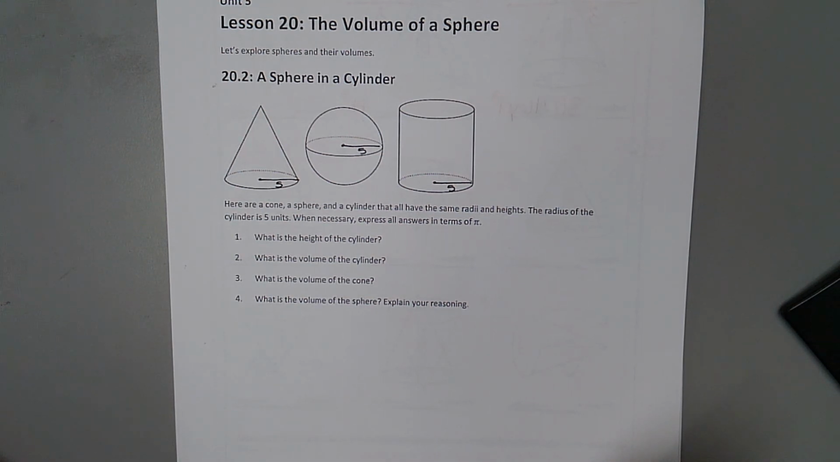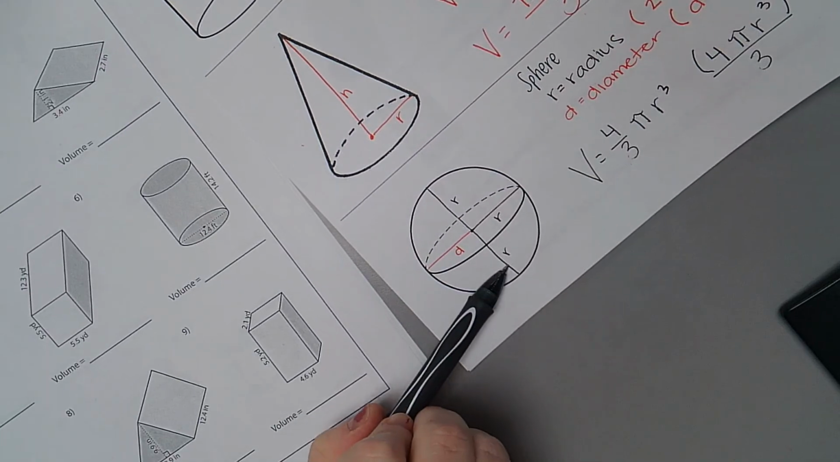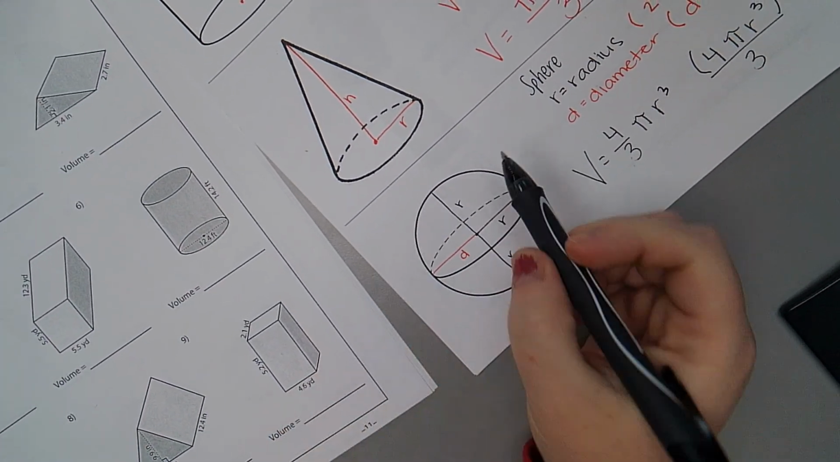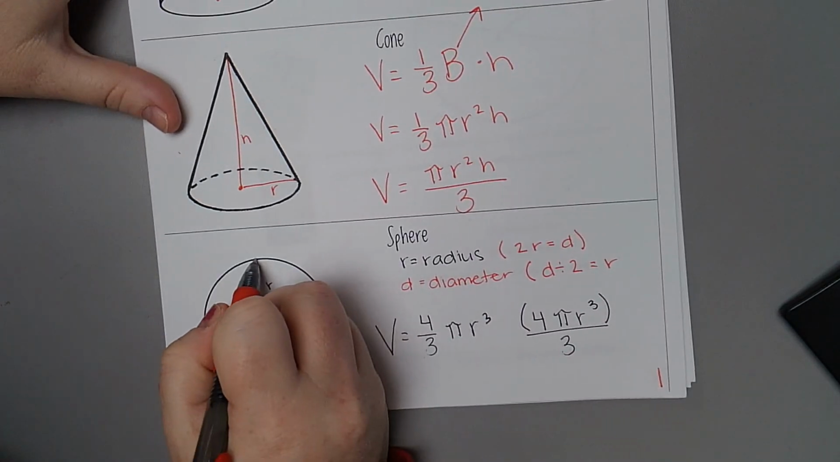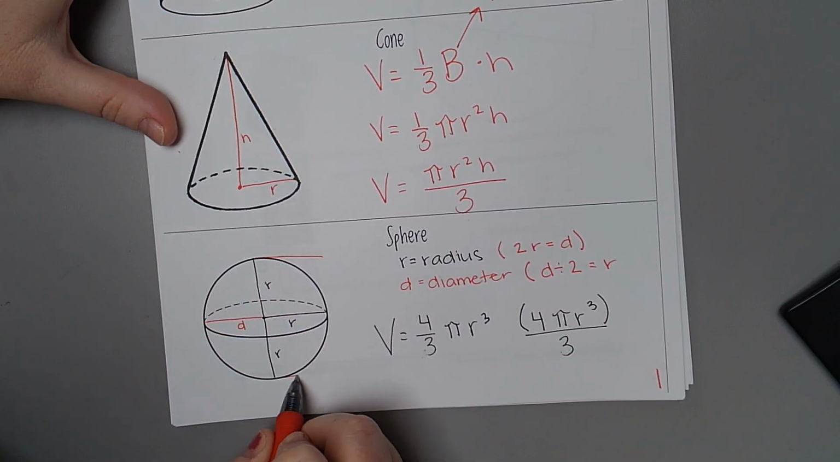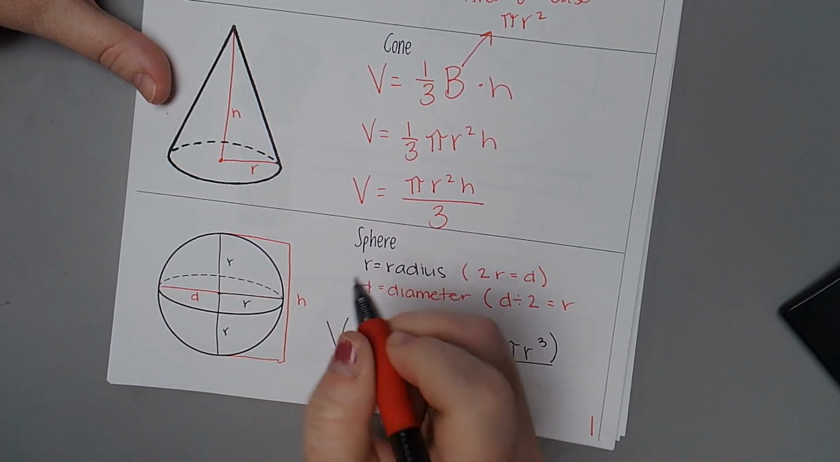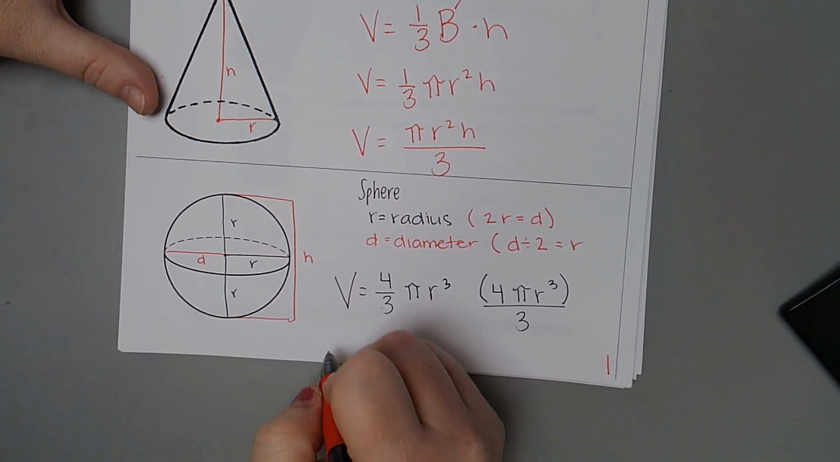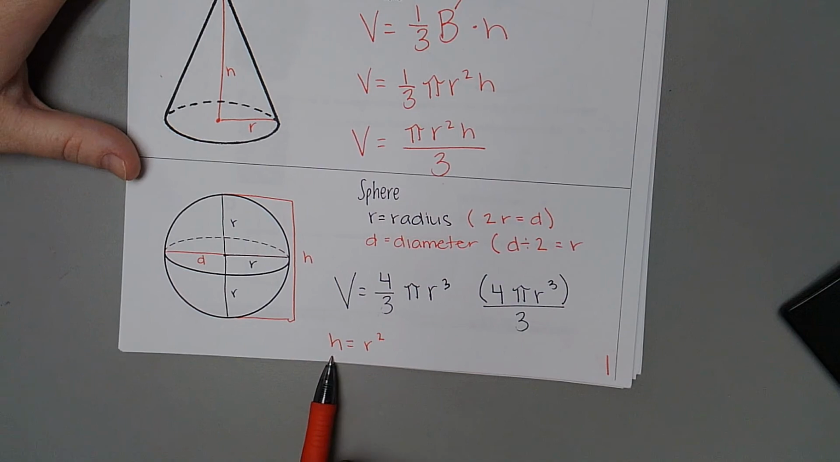What is the height of the cylinder? What's the volume of the cone? What's the height of the sphere? Because on that very first page, this is measuring your height. This is how tall it is also. It's how tall your shape is right there. So its height is equal to r times r, or r squared.